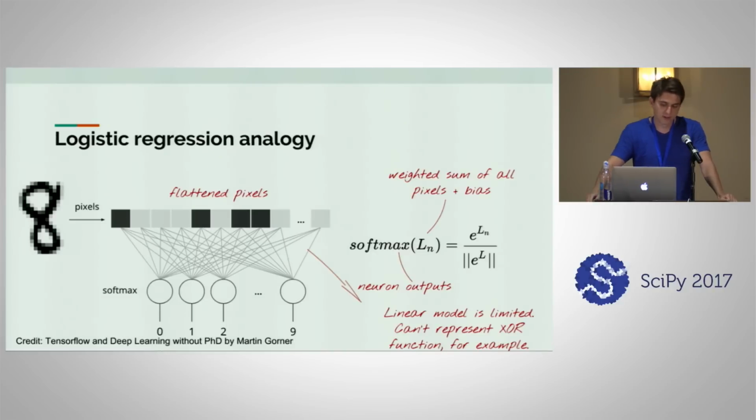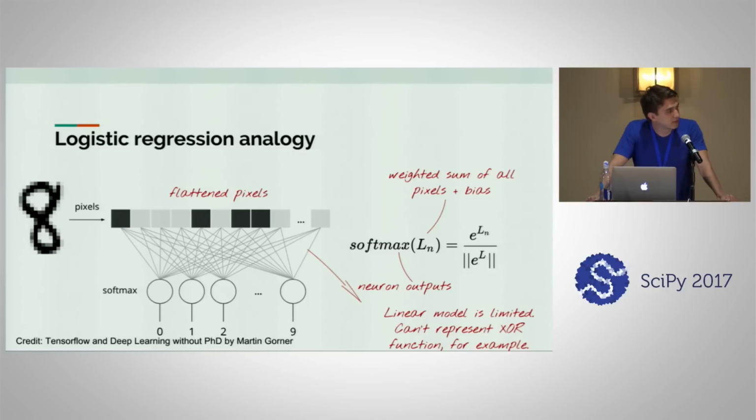Let's look at logistic regression and linear regression at the same time. You can see that we can take any image. In this case, we work with the MNIST dataset, a dataset of handwritten digits. You can see an 8 on the left, and we just flatten the pixels and run it through logistic regression to make a prediction. On the bottom, you can see the softmax function that gives you predictions of which digit this image belongs to. This is a very simple model, and it's linear.